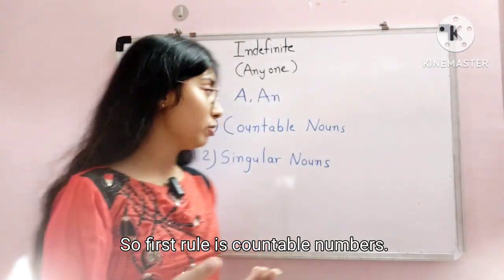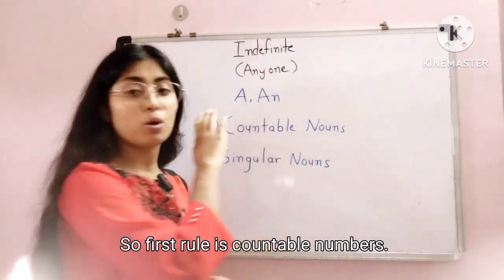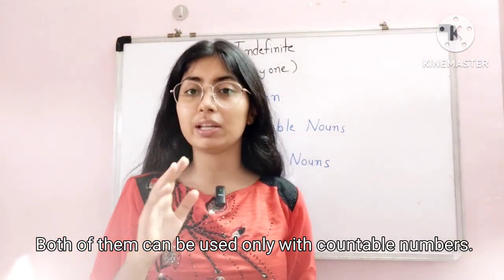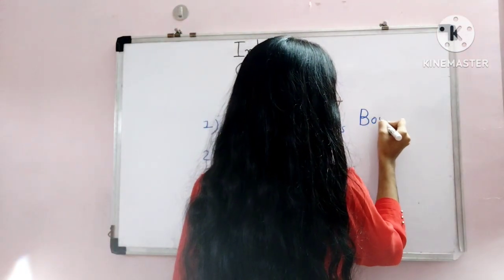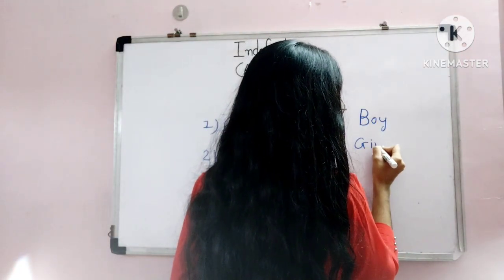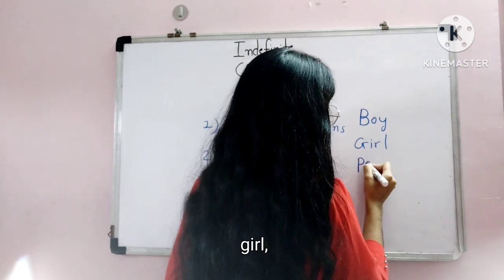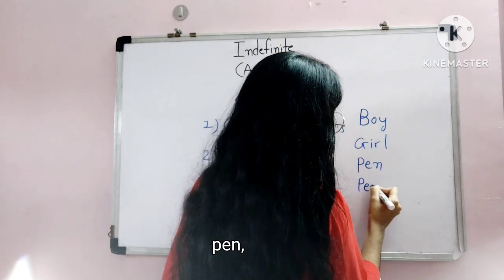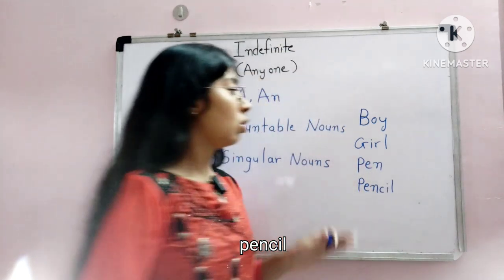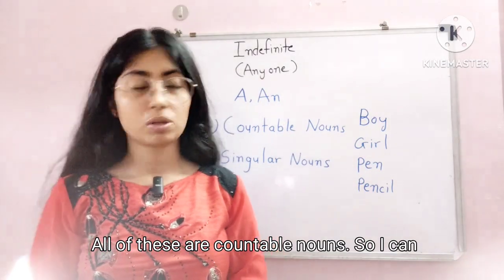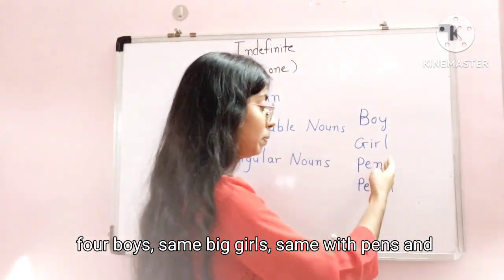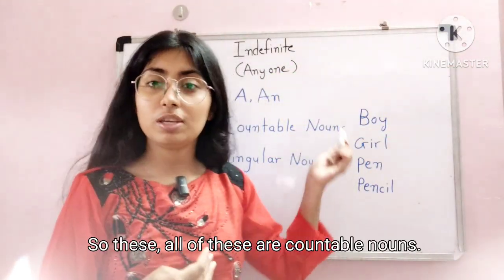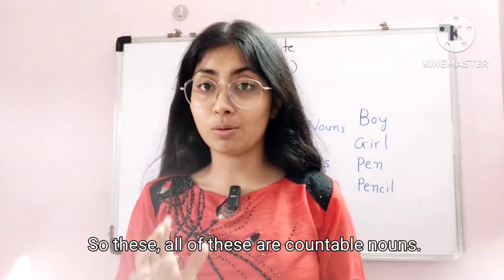So first rule is countable nouns. Both of them can be used only with countable nouns. For example, boy, girl, pen, pencil. All of these are countable nouns. So I can count boys. One boy, two boys, three boys, four boys. Same with girls, same with pens and same with pencils. So all of these are countable nouns.